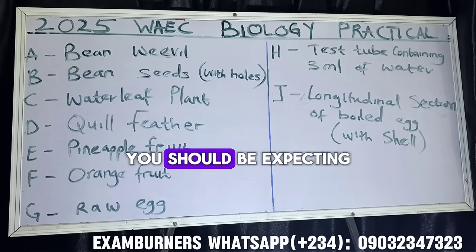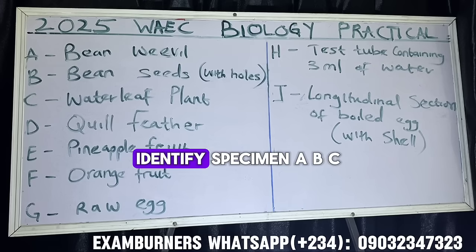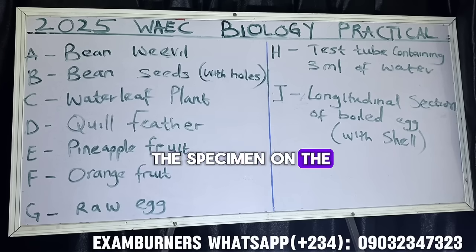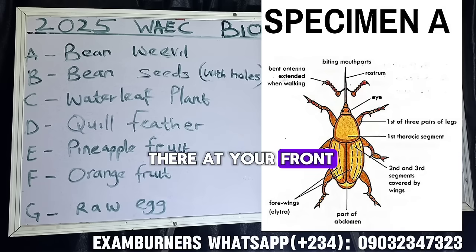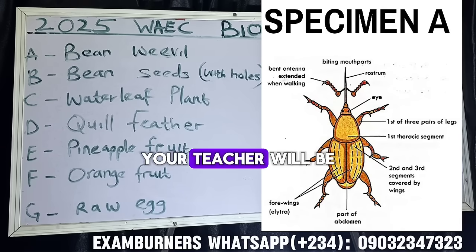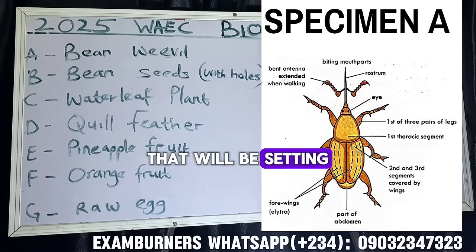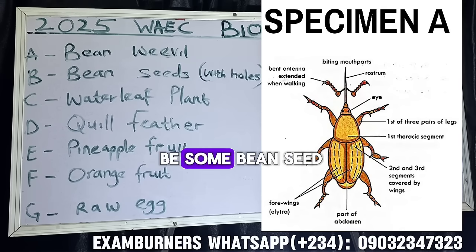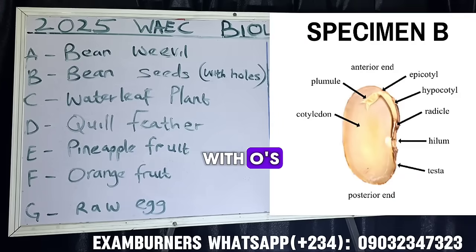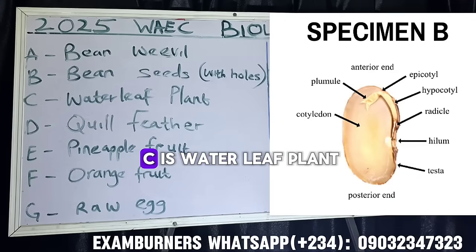In your exam, you should be expecting your first question as this: identify specimens A, B, C. Let's go through all the specimens on the board at your front. Specimen A is bean weevil. If you are told to identify specimen A, your answer should be bean weevil. Specimen B is bean seeds. The seeds your teacher will bring to the exam hall as specimen will be bean seeds with holes. So you can identify those as bean seeds with holes. Then specimen C is water leaf plant.